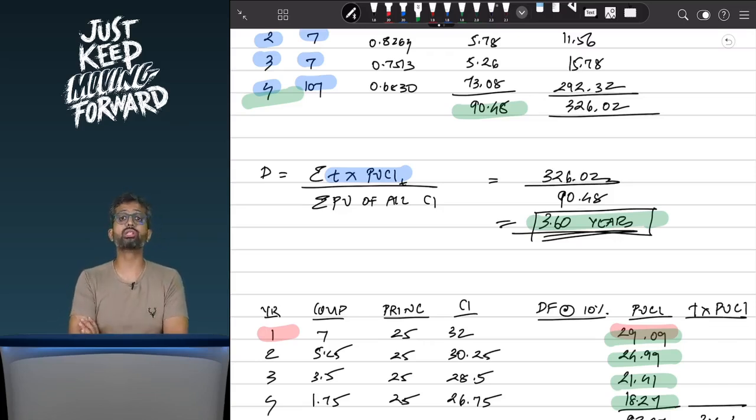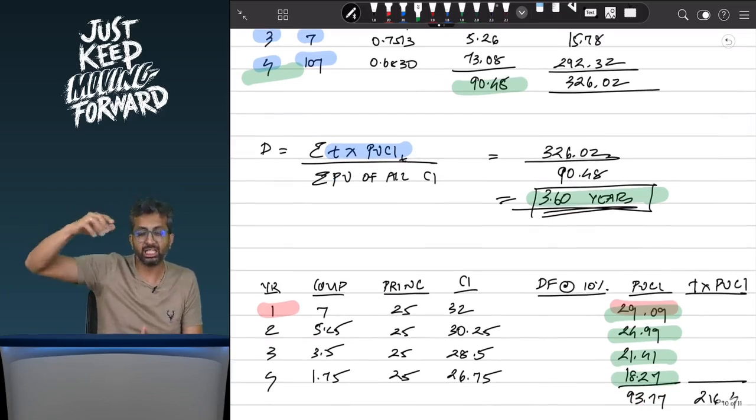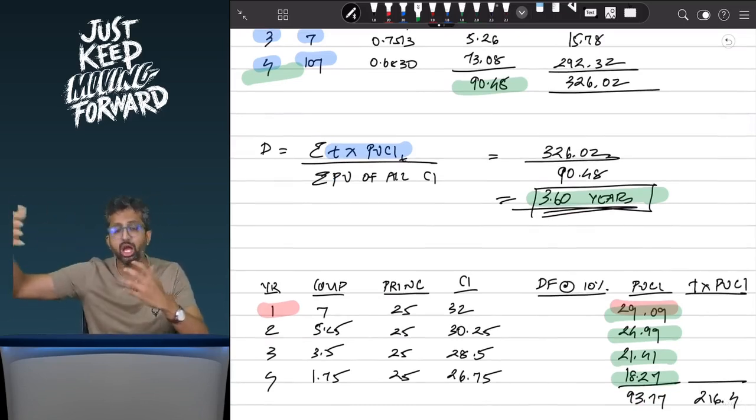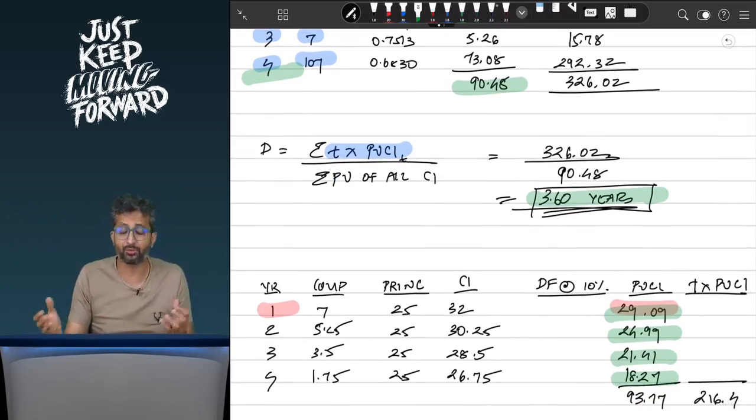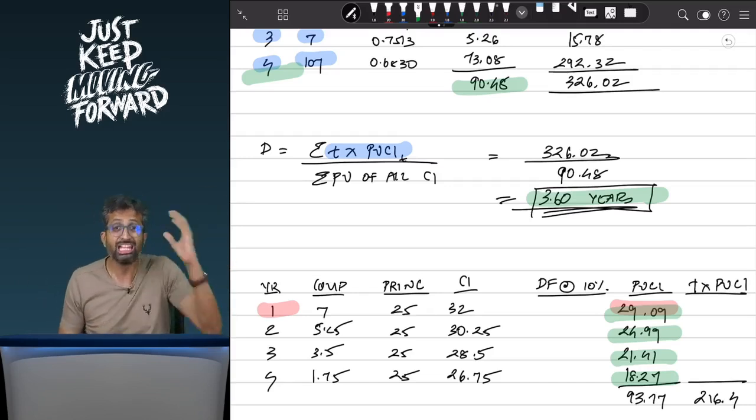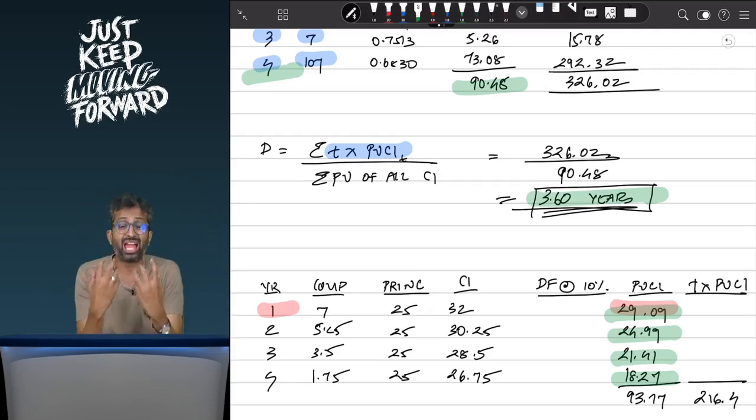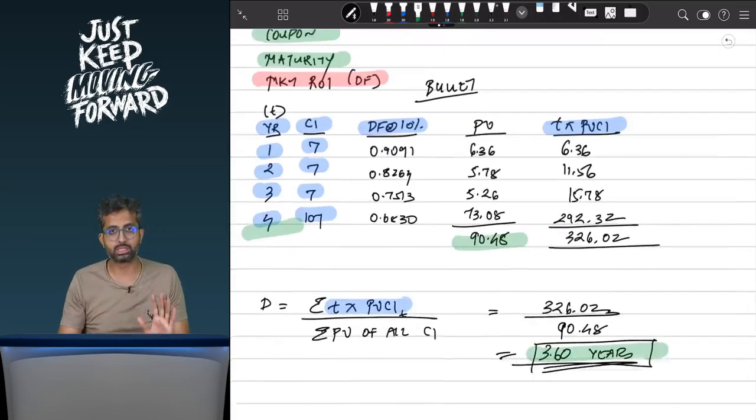Sir, why is duration considered to be a universally accepted measure of risk for bonds? Because it considers all the 3 features of the bond. It considers the maturity, it considers the coupon while calculating it, it also considers the discount rate. So when I calculate T into PVCI, T will consider the maturity, PV will consider the discount factor, CI will consider the coupons. It considers all the 3 essential ingredients inside a bond, and hence all else remaining constant, it gives you a good perspective into bond risk. So this is Macauley's duration.